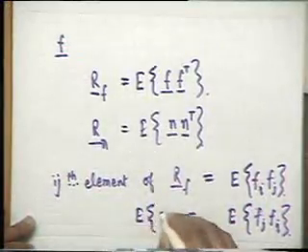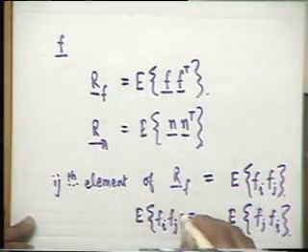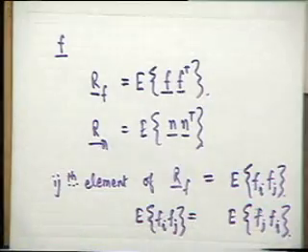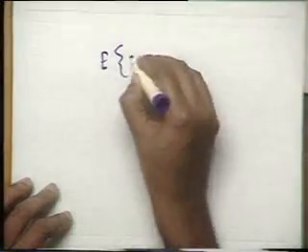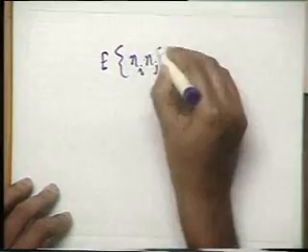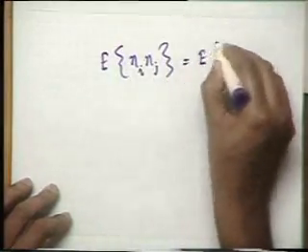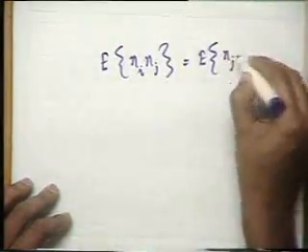Aren't both the things the same? The expectation of fi fj must be the same as the expectation of fj fi. Very much obvious. Very similarly, the expectation of ni nj is going to be the same as the expectation of nj ni.